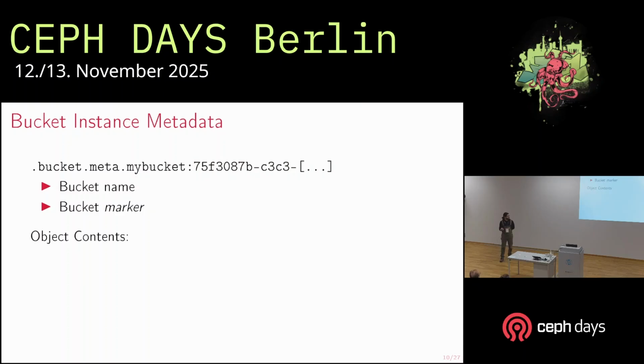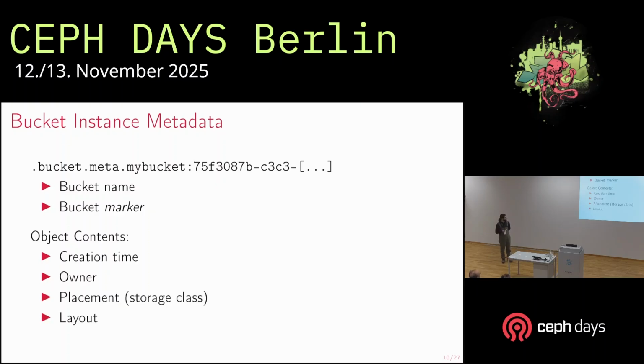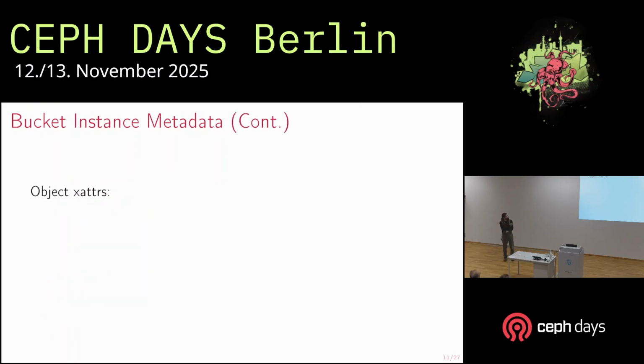So what is in that object? Well, something like creation time, who owns that bucket, where to put the contents of the bucket, as if it's an HTTP or NVMe or whatever. The bucket layout, this is a different thing. Yeah, so also to do a lot with multi-site, but later. And this is the first time that we also need to have a look at extended attributes. Extended attributes are, as the name says, just a key value thing that is attached to a RADOS object.